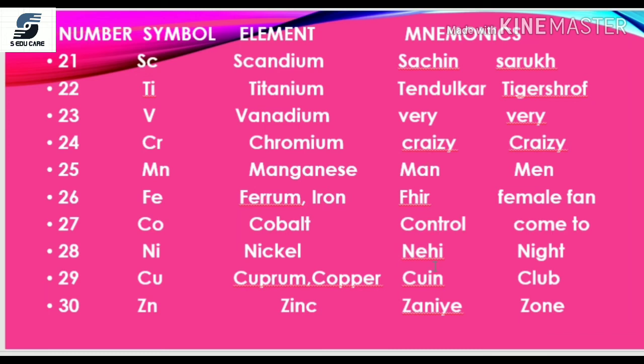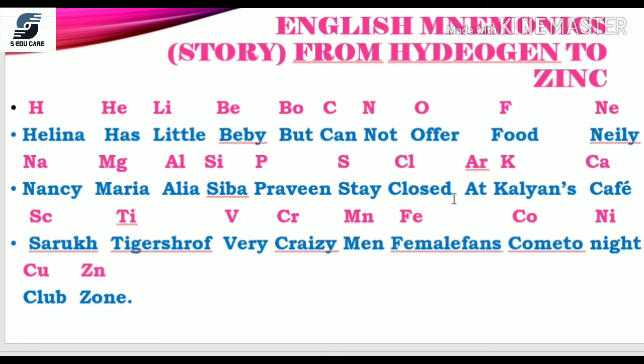The 21st element is scandium. So if you go for the English mnemonics, you have to remember Shahrukh, tiger shroff, very crazy man, female fans comes to nightclub, John. Okay, this sentence is to be remembered by you. Then that's going to work out for remembering the periodic table. And if you talk about the Hindi stories, here you could see Sachin Tendulkar, very crazy man, phir control nahi kyon janiye. So you relate to the elements, let's say, the 21st element is scandium. For scandium, you have to remember Sachin, right? Similarly, you have to remember the remaining elements.